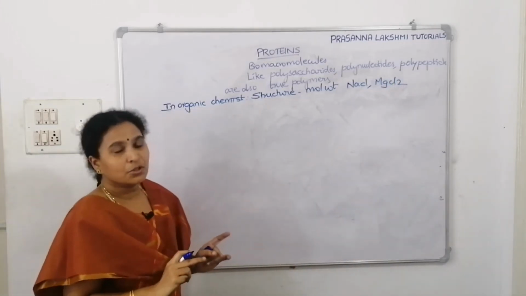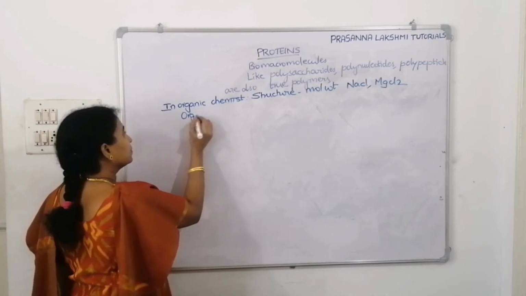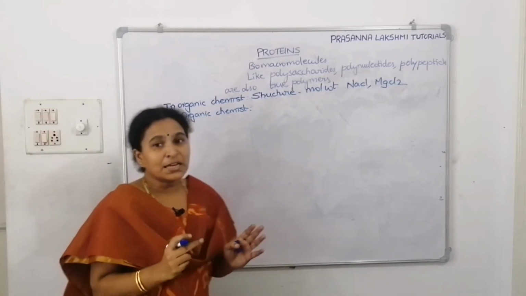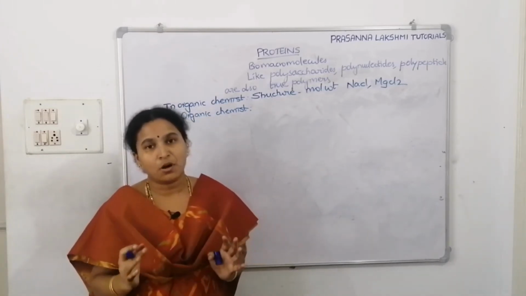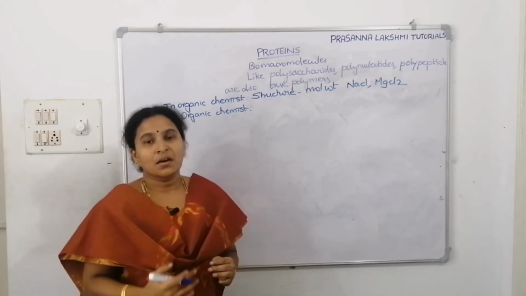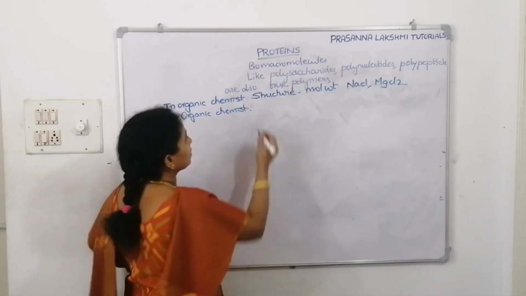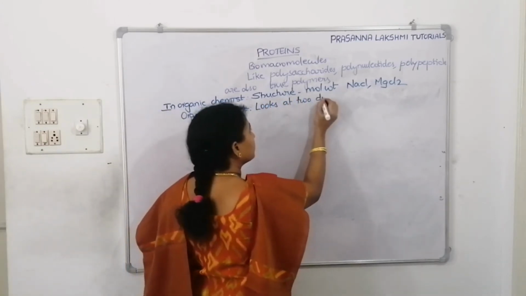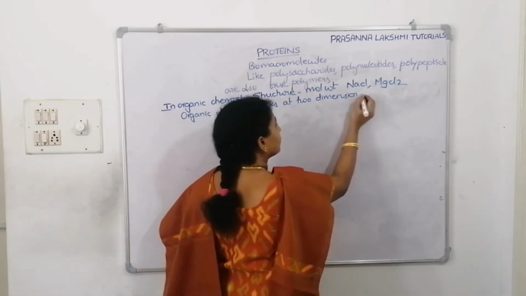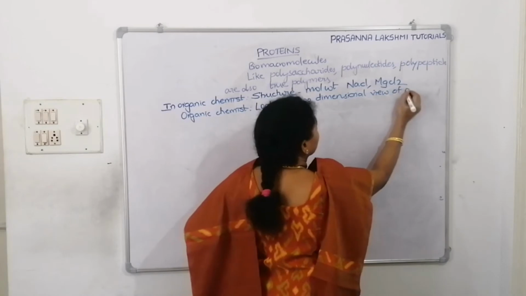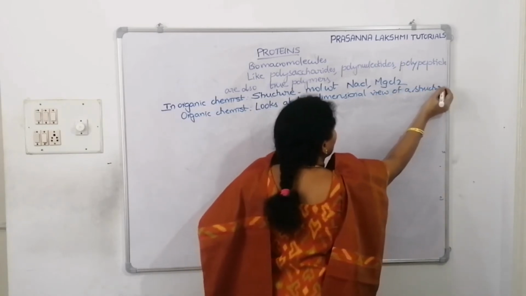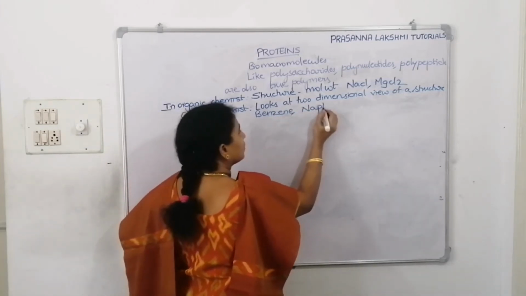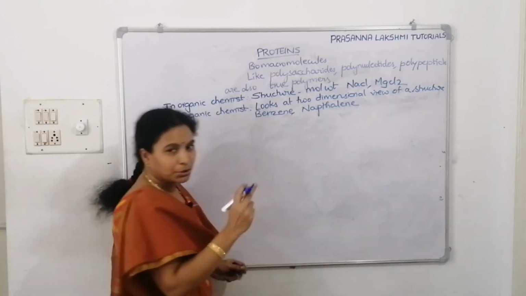Whereas if you think in terms of an organic chemist, an organic chemist looks at the two-dimensional view of the structure of a compound, in the sense like a benzene ring or heterocyclic ring. An organic chemist looks at the two-dimensional view of a structure. Let it be a benzene structure or a naphthalene structure, a two-dimensional view it is.